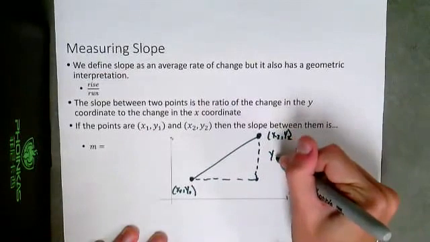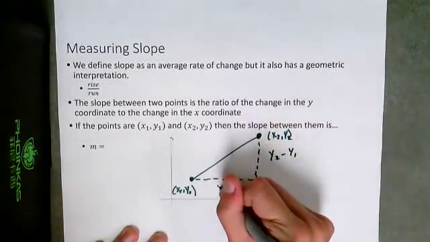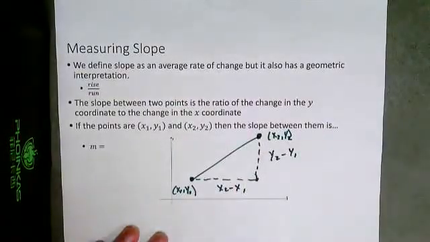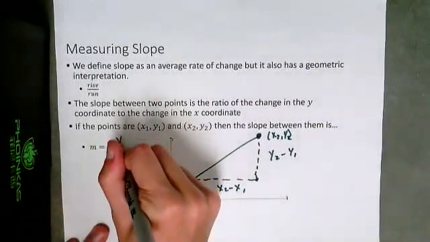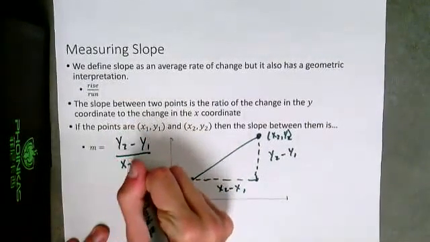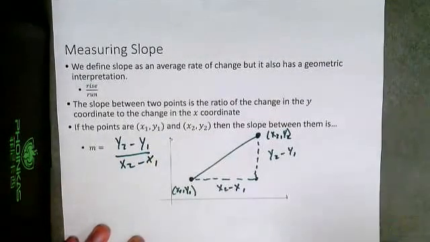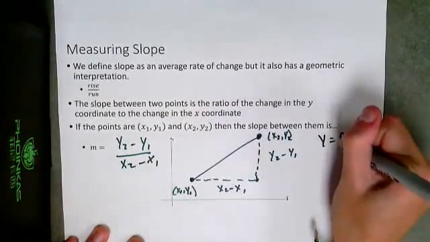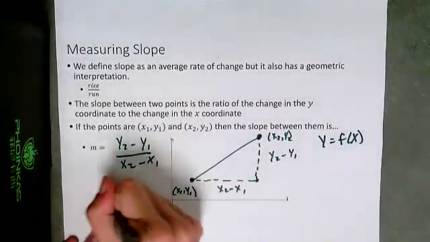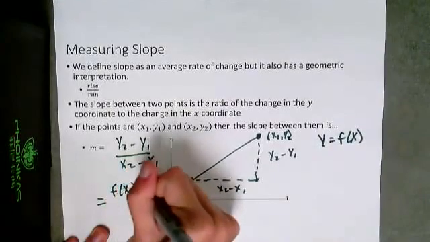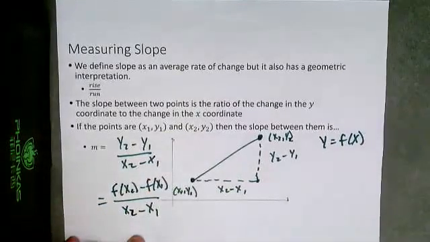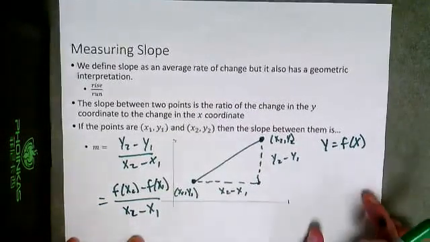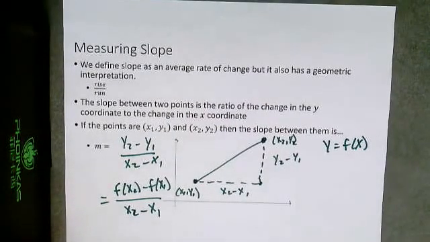This distance is going to be y2 minus y1. This one is x2 minus x1. So it rises by this amount, runs by that amount. So this is going to be y2 minus y1 over x2 minus x1. But we're dealing with functions still here, right? So y is equal to f of x. And so this becomes f of x2 minus f of x1 over x2 minus x1. And these are the same, right? Okay, so that's our measuring of slope. Pretty simple, pretty straightforward.